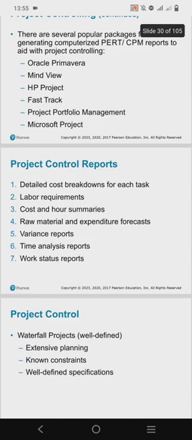Talking about the project control reports, they give detailed cost breakdowns for each task. They show the labor requirements. They show the cost and hour summaries, the raw materials and expenditure forecast, and so on. All these are what the project control report contains.